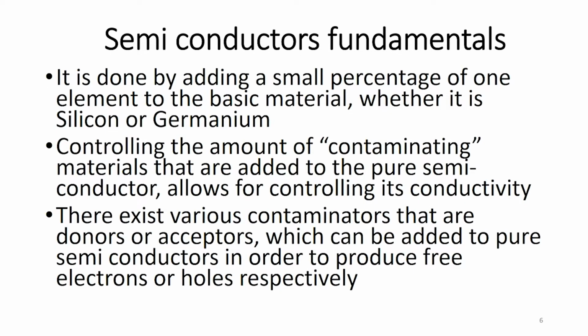It is done by adding a small percentage of one element to the basic material, whether it is silicon or germanium. Controlling the amount of contaminating materials that are added to the pure semiconductor allows for controlling its conductivity. There exist various contaminators that are donors or acceptors, which can be added to pure semiconductors in order to produce free electrons or holes respectively.